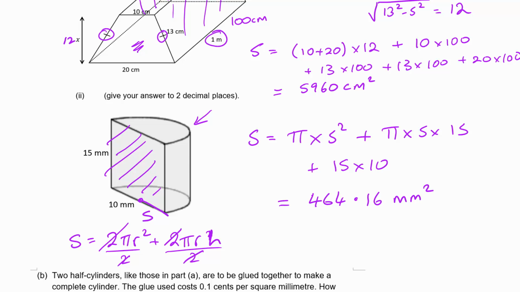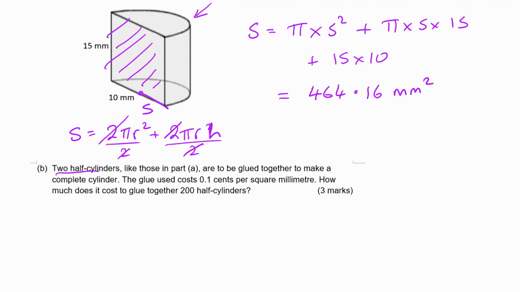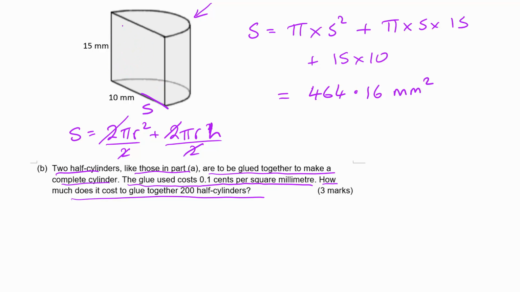Now we're told that 2 half cylinders, like those in part A, are to be glued together to make a complete cylinder. The glue used costs 0.1 cents per square millimeter. How much does it cost to glue together 200 half cylinders? So the area we coat with glue is this face here, and that's how much you're going to have to cover with glue to put 2 of the half cylinders together. So you're going to have to paint 100 sides.